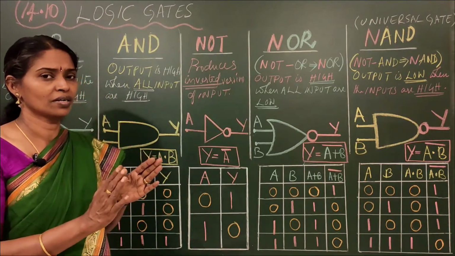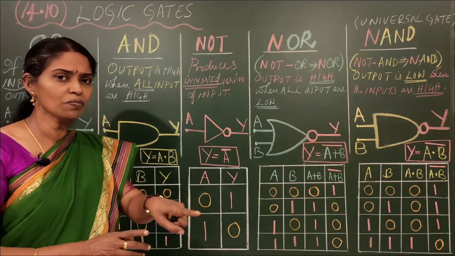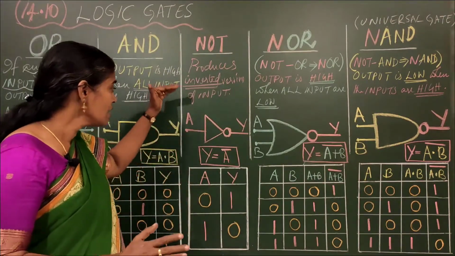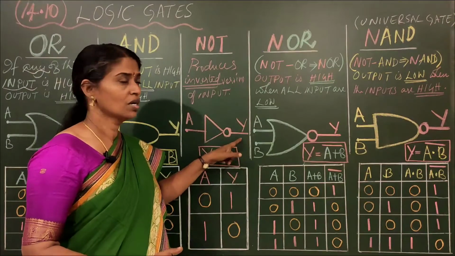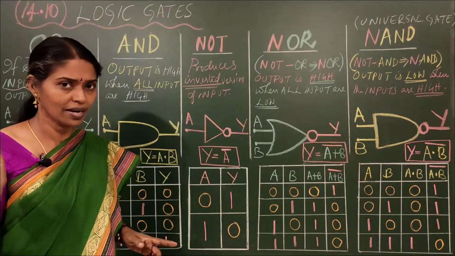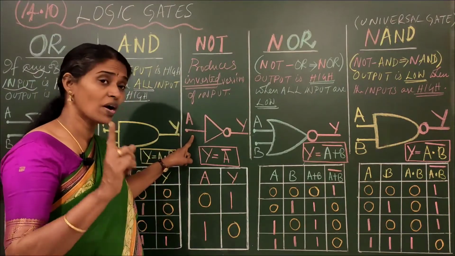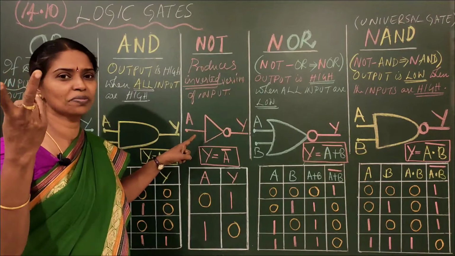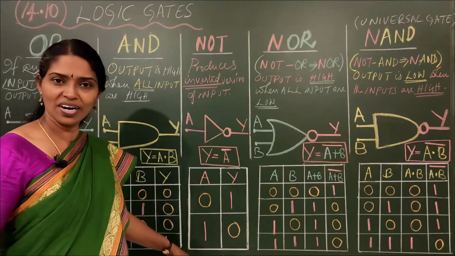Very unique, meaning only one input, one output. For the rest of the gates you have any number of inputs, one output. But for NOT, only one input, one output. Clear? So if there is only one input, how many options? 2 to the power 1, that is 2 options. What are they? 0 and 1.